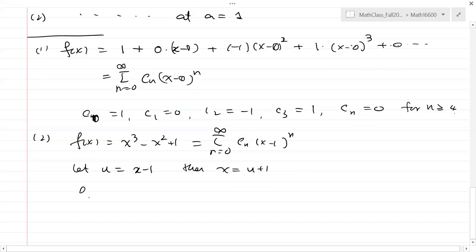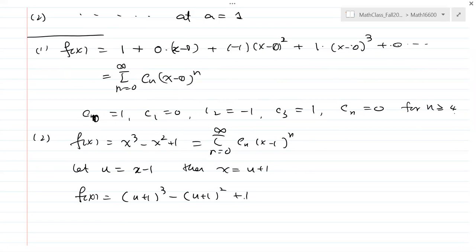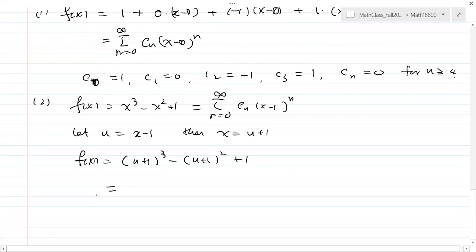So f of x equals (u plus 1) cubed minus (u plus 1) squared plus 1. Then you expand it, and you get a polynomial in u. Then you get the power series at 1. So let's expand it. There are a couple of ways to do it.